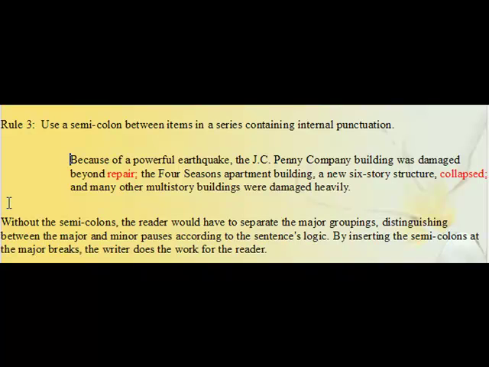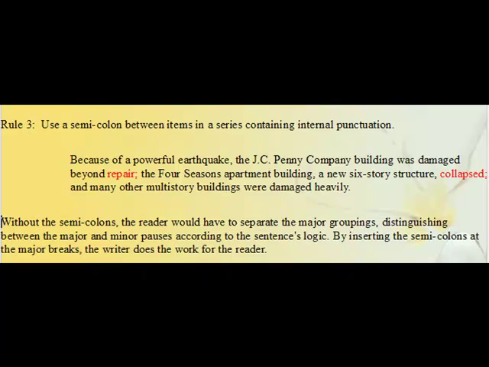So if you really pay attention in this sentence, you basically have three ideas: the J.C. Penney building, the Four Seasons apartment building, and many other multi-story buildings, and they're all damaged. The semicolon after repair separates the J.C. Penney Company building from the Four Seasons apartment building, and the semicolon after collapsed separates the Four Seasons apartment building from many other multi-story buildings.